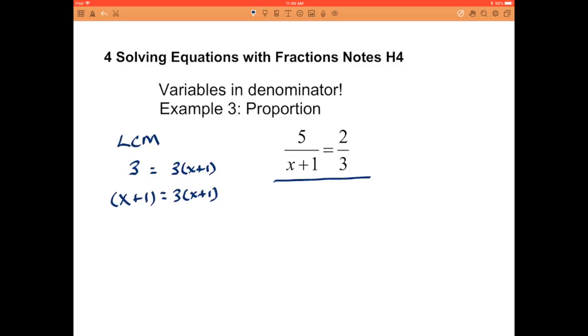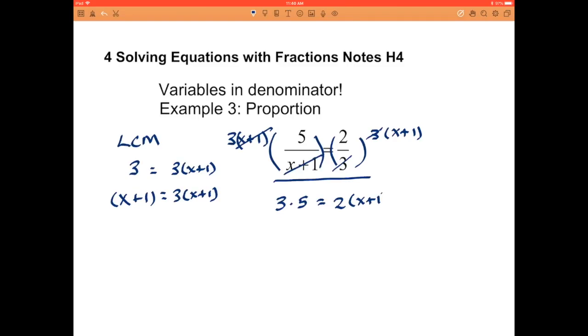Now you could take it and multiply both sides by 3 times the quantity of x plus 1. But look what happens here. When you do that, your x plus 1's will end up canceling out and you're left with 3 times 5. And on the right side, your 3's would cancel there and you'd be left with 2 times the quantity of x plus 1. If you go back and think about it, and you've learned this strategy in the past, if I do 3 times 5, and I do 2 times the quantity of x plus 1, all I'm really doing here is cross-multiplying. Yeah, you're just cross-multiplying. Okay. So some good stuff there.